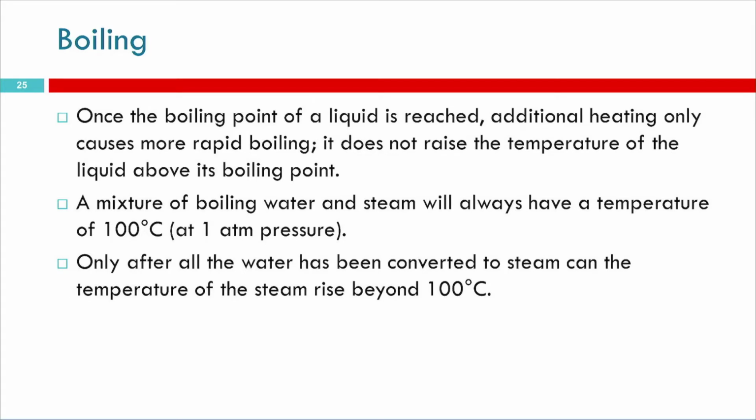Once the boiling point of a liquid is reached, additional heating only causes more rapid boiling. It does not raise the temperature of the liquid above its boiling point. A mixture of boiling water and steam will always have a temperature of 100 degrees C at 1 atmosphere pressure. Only after all the water has been converted to steam can the temperature of steam rise beyond 100 degrees C.